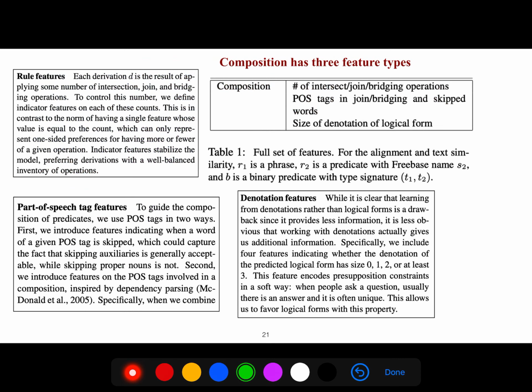And the composition in itself has three feature types. The first is rule features. The other one is part of speech features, which is obvious, and also denotation features.